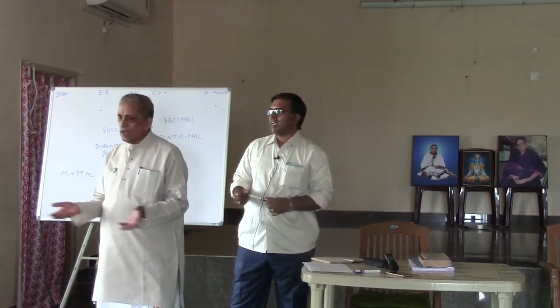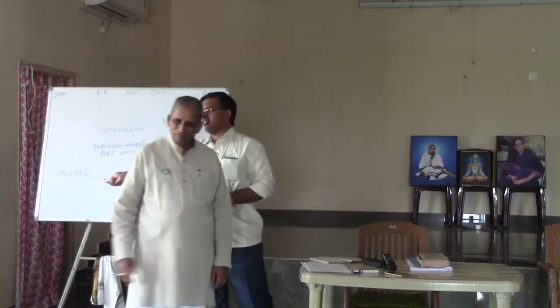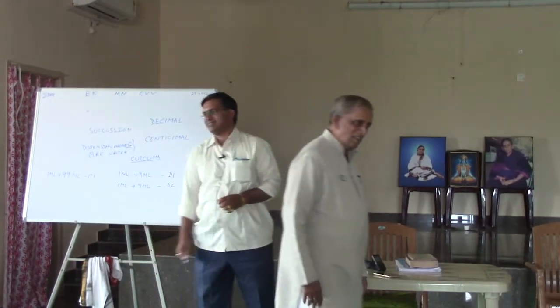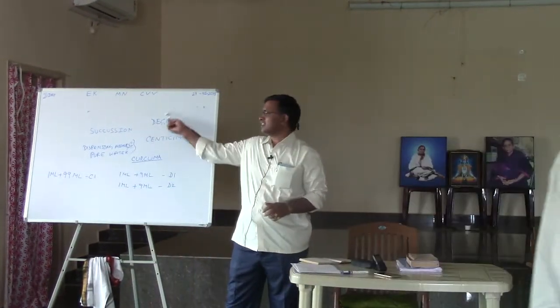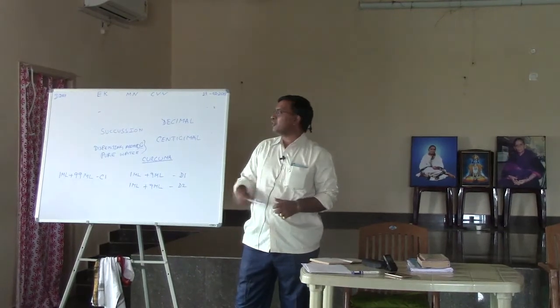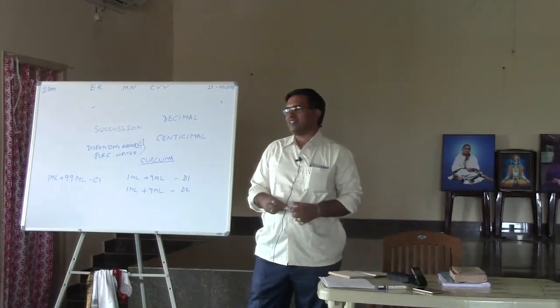CH means centesimal Hahnemannian, because the centesimal scale was coined by Hahnemann. That trituration scale, that process, was coined by Dr. Constantine Herring.